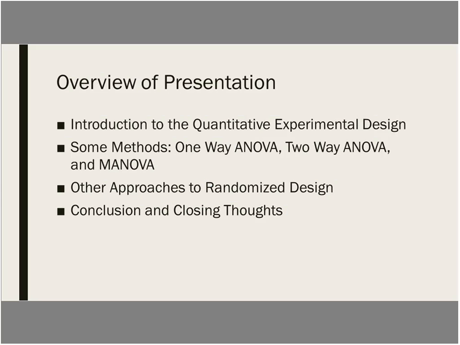So what's going to be the overview of today? Well, basically I'll give an introduction to the quantitative experimental design and some of the standard methods that are used in the quantitative experimental design, such as one-way ANOVA, two-way ANOVA, and then MANOVA. And then there are other approaches to randomized design that people may not be aware of, but they serve as the foundation for the study of quantitative experimental design. And then at the end, I'll have a conclusion and closing thoughts on what we covered today.